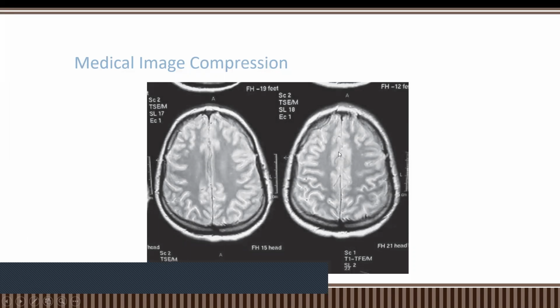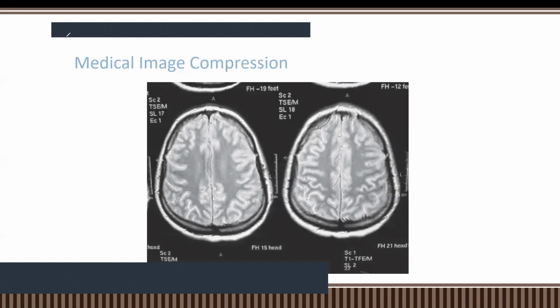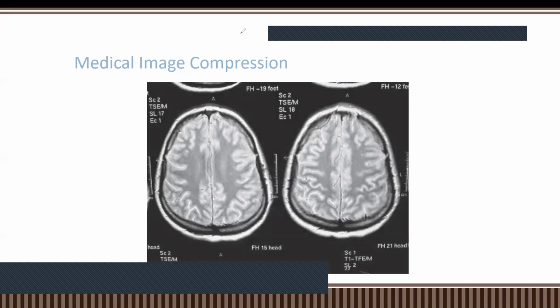Similarly, we have another technology which is used on the images. This is medical image compression, and it is used usually on the images which are not diagnostically important, because there is a resistance among medical experts to use compression on images which contain diagnostic information.